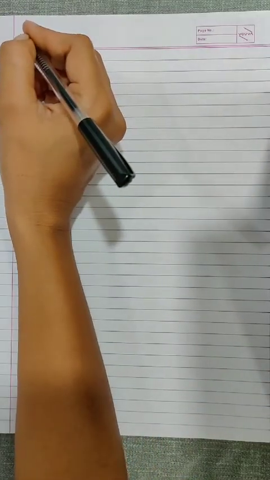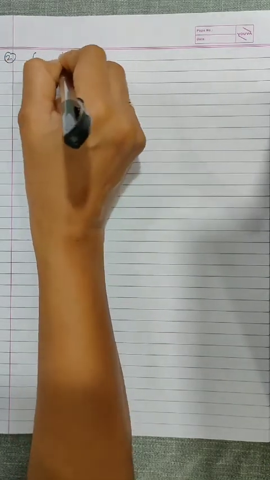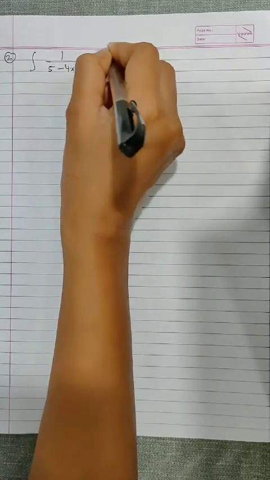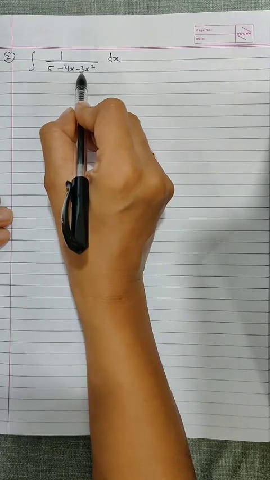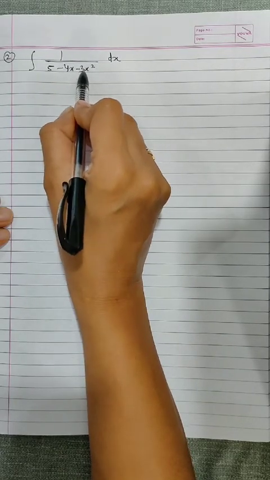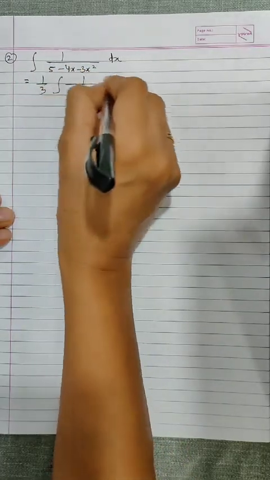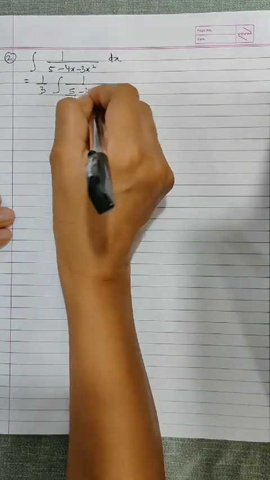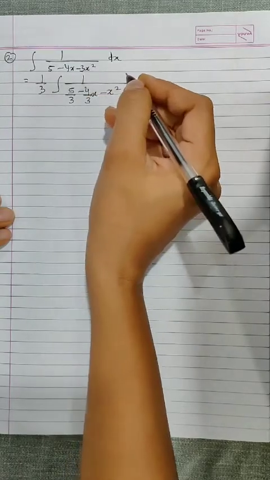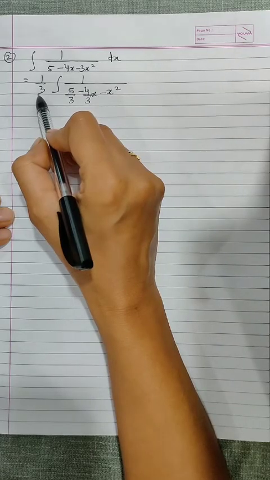Next we take the next example. Suppose our integration is 1 upon 5 minus 4x minus 3x square dx. Now here students, what is the coefficient of x square? It is minus 3, but we don't take minus, we take only 3 out of the integration. So it is 1 by 3 integration. Since I have taken 3 common, this will be 5 by 3 minus 4 by 3 x minus x square dx. So we have made the coefficient of x square as 1. So we have taken 3 common.